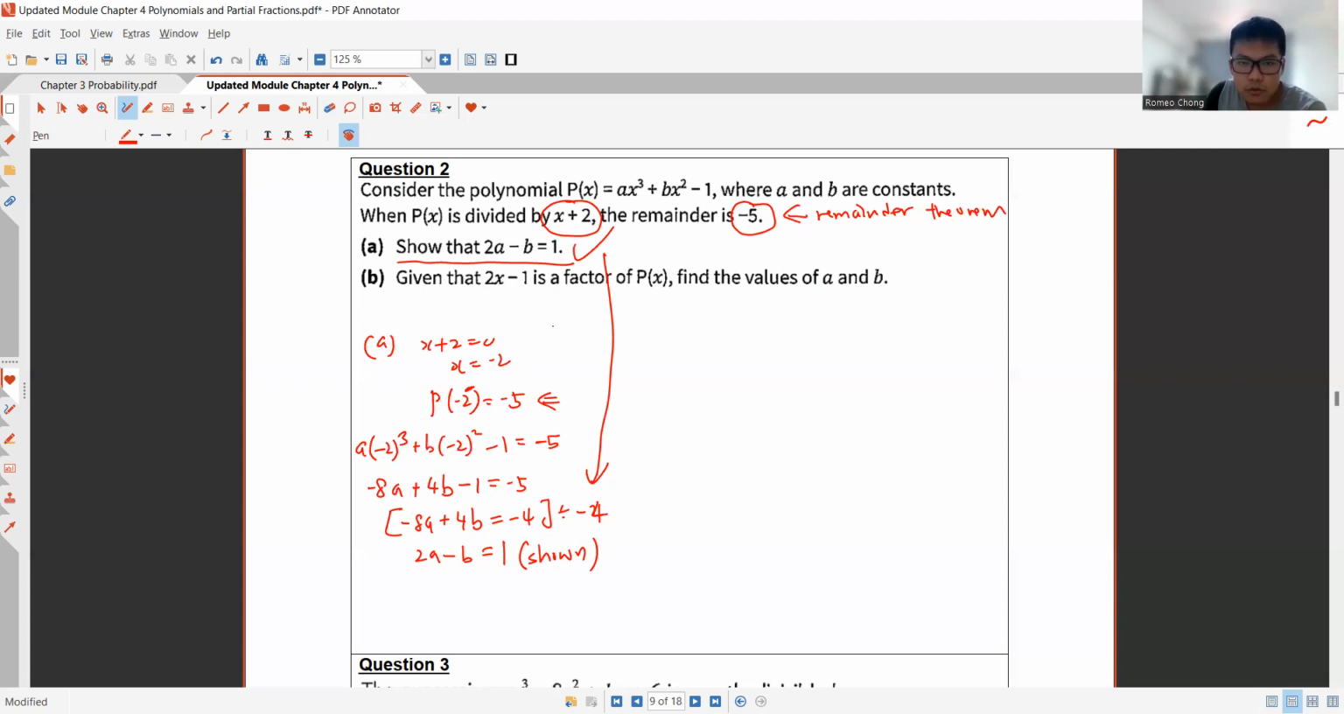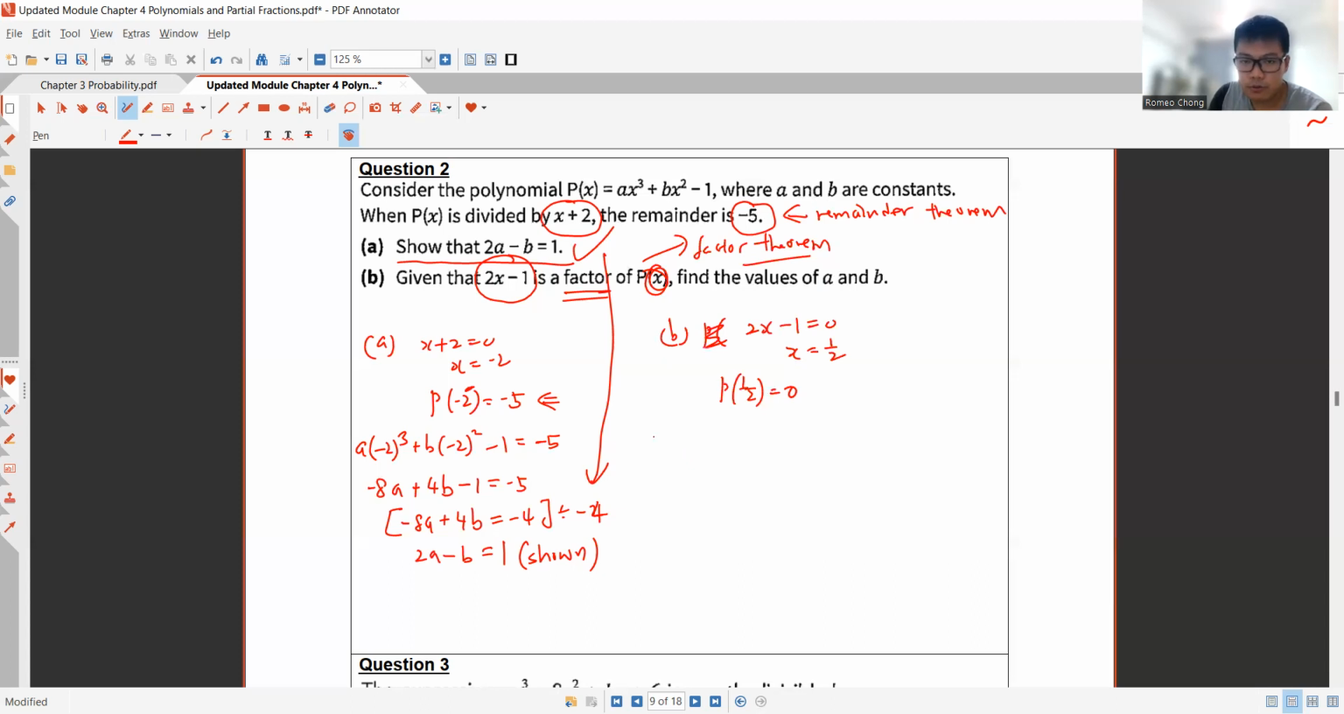Okay, next one for b. They say that 2x minus 1 is a factor. That means you have to use your factor theorem. Based on your factor theorem, 2x minus 1 equal to 0. So your x is actually equal to 1 over 2, right? That means if I substitute x equal to 1 over 2, you will get a 0 because it's a factor theorem. So that means p of 1 over 2, you actually get a 0.